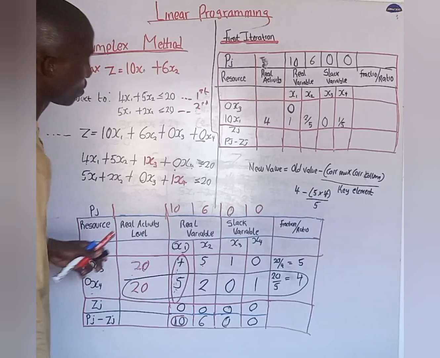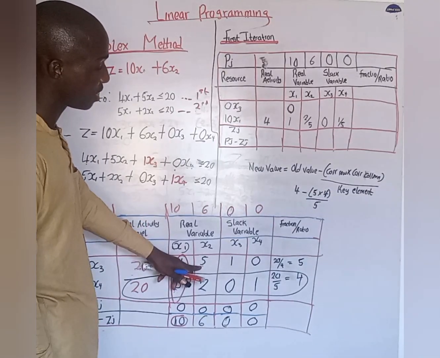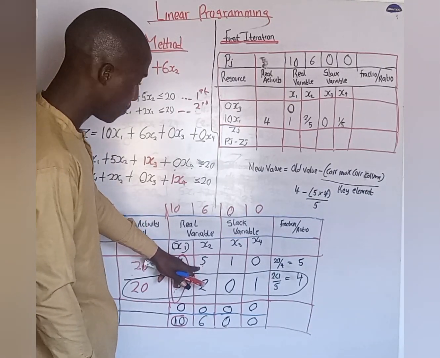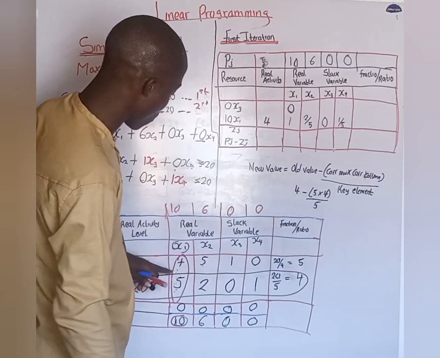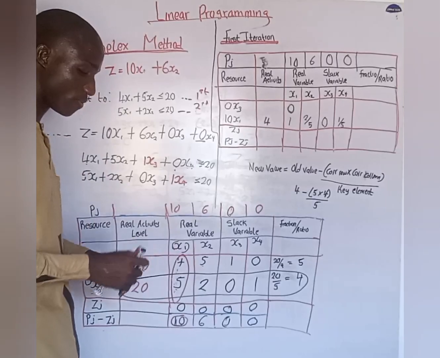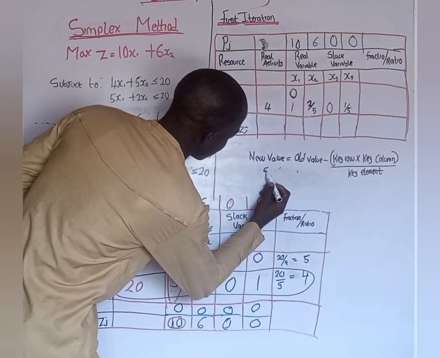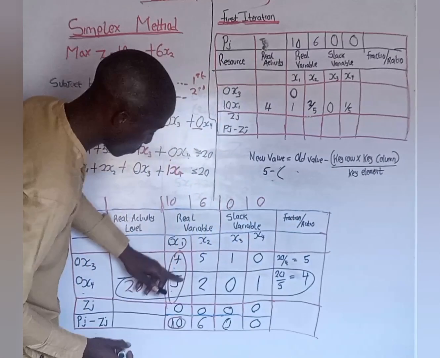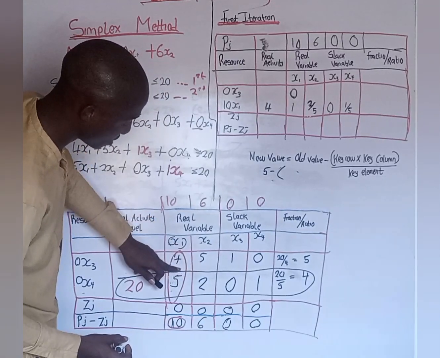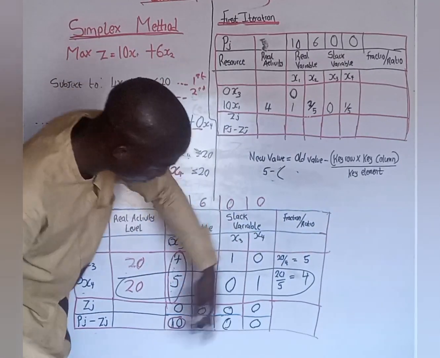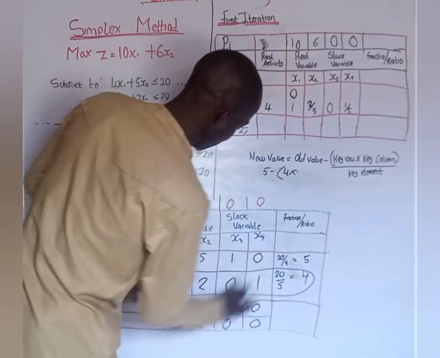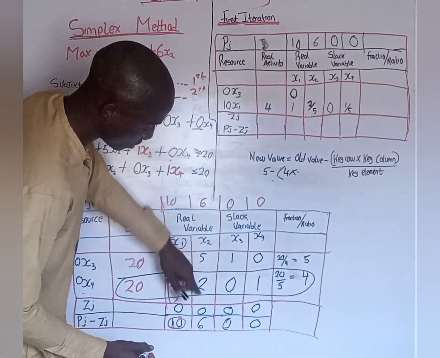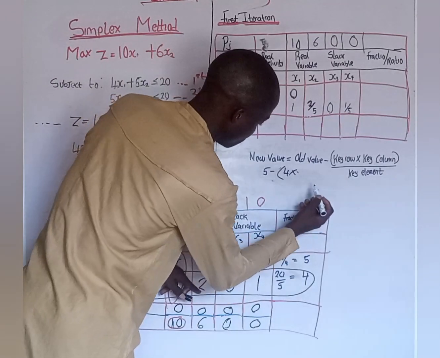Now let's proceed to get the real value of 5. I've gotten the real value of 4, which is 0. You are going to use this 5 minus the corresponding key row element. Don't forget, this is row and this is column. So the corresponding key row element is 4. 4 multiplied by the corresponding key column element is what? 2. So 4 multiplied by 2.